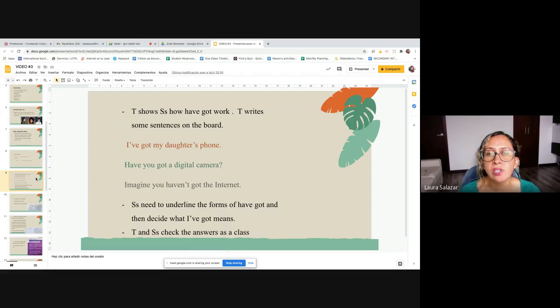The teacher shows students how have got works. The teacher writes some sentences on the board, similar to these: I've got my daughter's phone. Have you got a digital camera? Imagine you haven't got the internet. Students need to underline the forms of have got and then decide what I've got means. That is the first activity that they are going to do. The teacher and students check the answers as a class when they finish this activity.